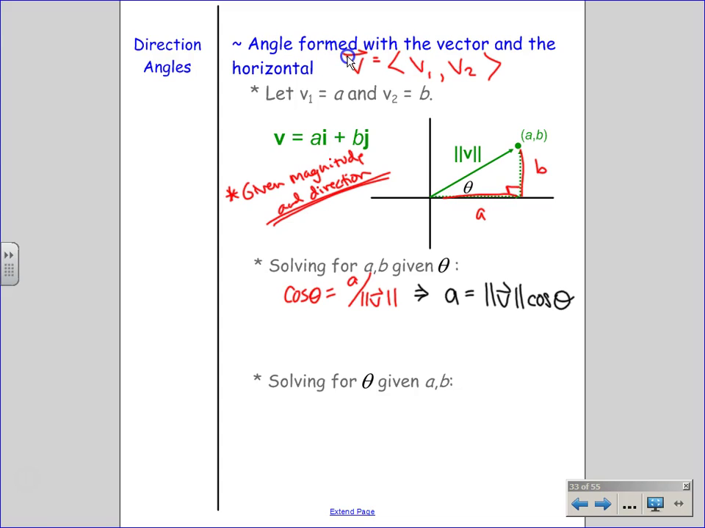Look at your triangle. What relates theta and magnitude, direction and magnitude, and B? Sine.